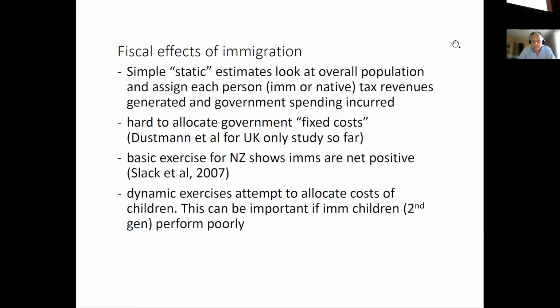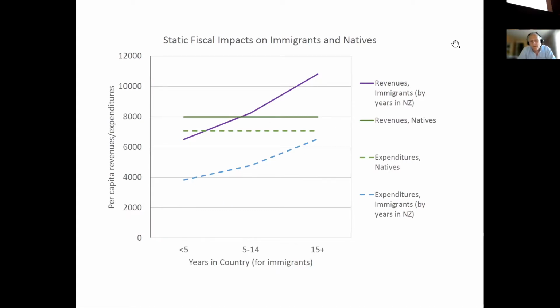And so this is a chart based on data from Slack et al., which shows the contributions to revenues and expenditures per capita for immigrants versus natives by years in the country. So you can see when immigrants first arrive, they don't contribute much in terms of revenue. For natives, the green line is flat. But by the time they've been in the country for a longer time period, they tend to contribute more. They also don't get many expenditures on them, but they get more as they stay in the country longer. They get more likely to be entitled to benefits and so on. So in these kind of calculations, it looked like immigrants are a good deal for the economy.